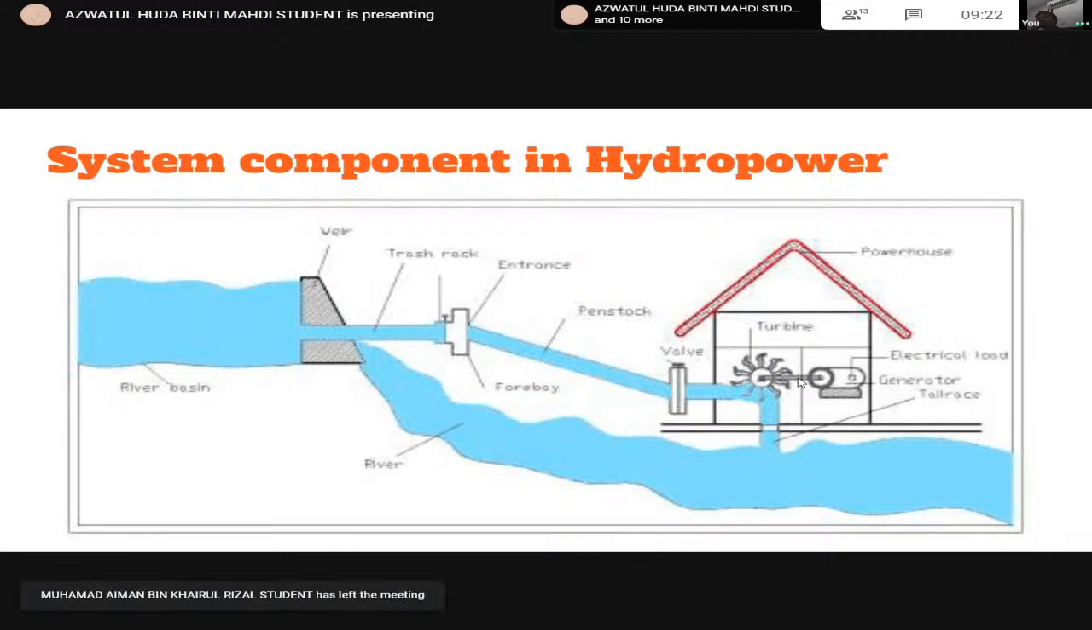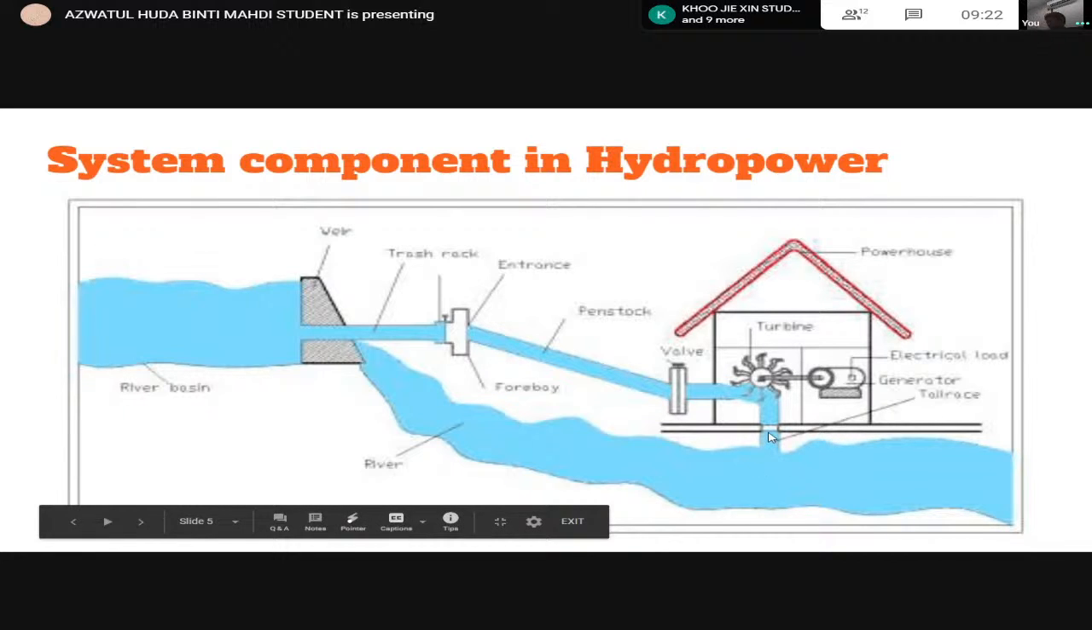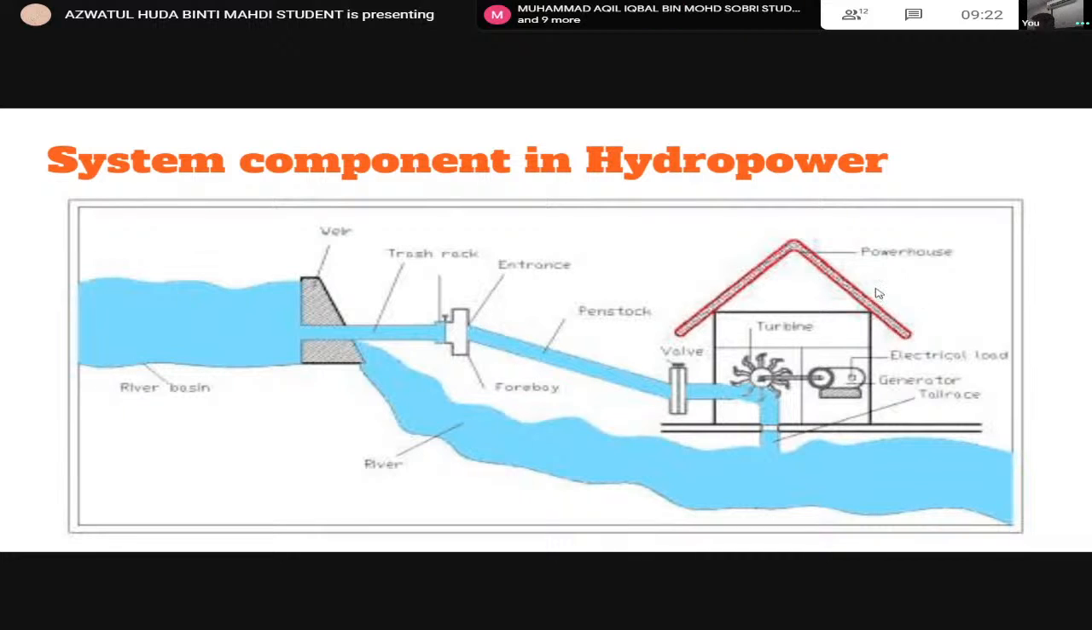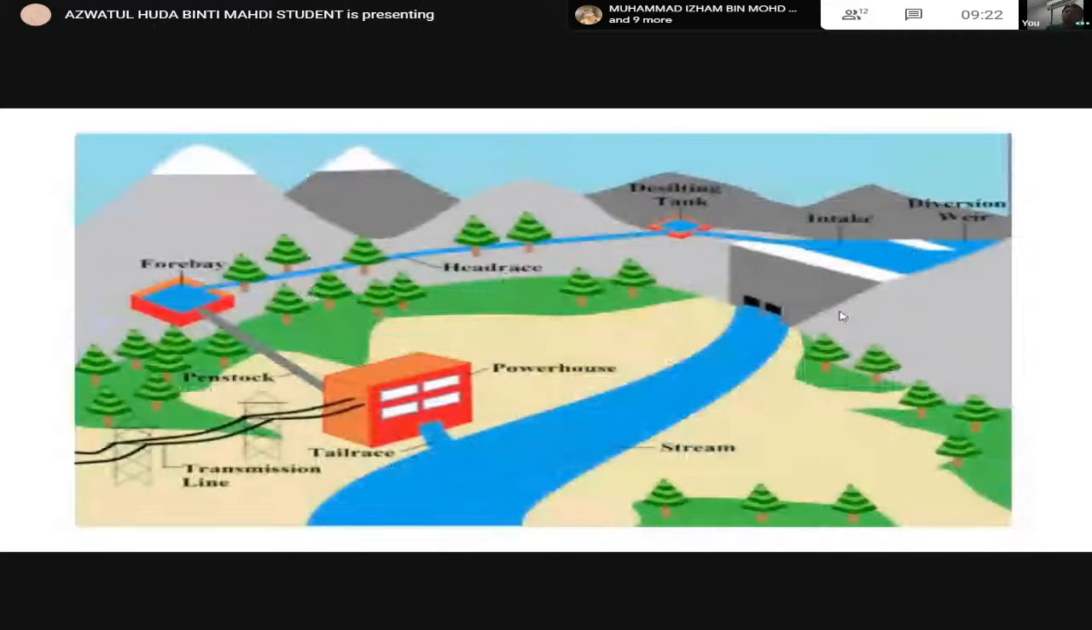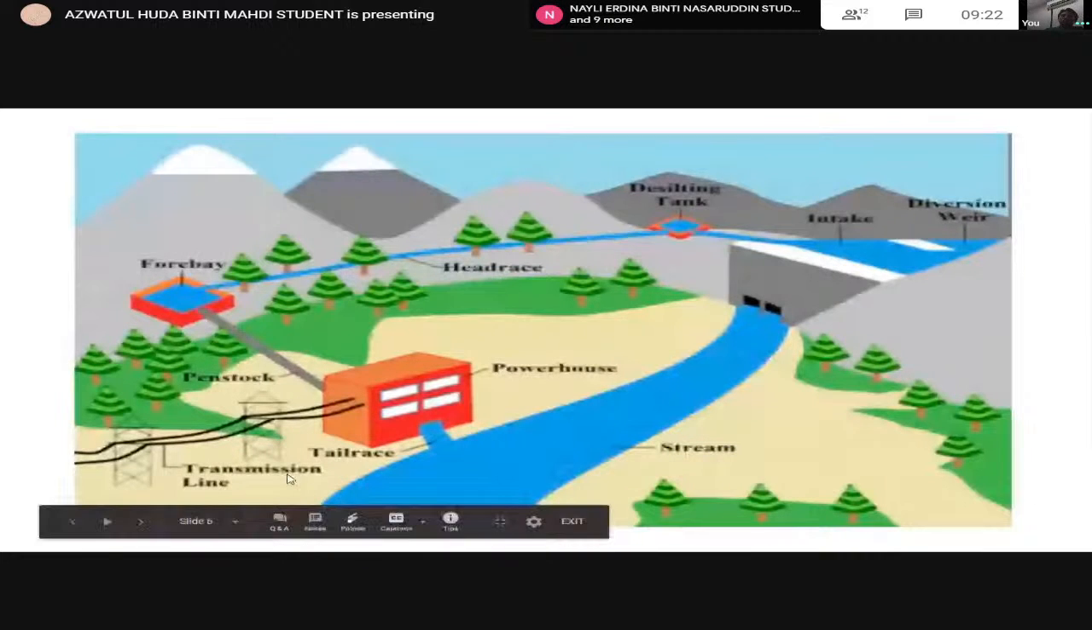So if the turbine needs maintenance, this valve will close the water flowing into the turbine. And then when it enters the turbine, it converts hydraulic energy to mechanical energy, and then from mechanical energy to electrical energy. And then the water will drain back into the river through the canal, the tailrace. And then from this powerhouse, the electricity will be transferred to the building by the transmission line.